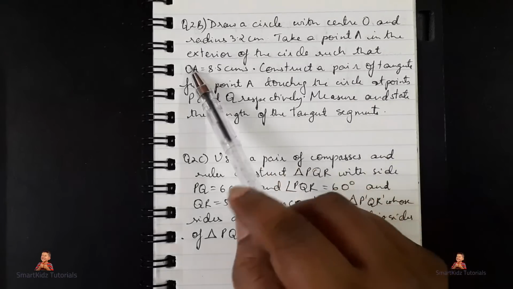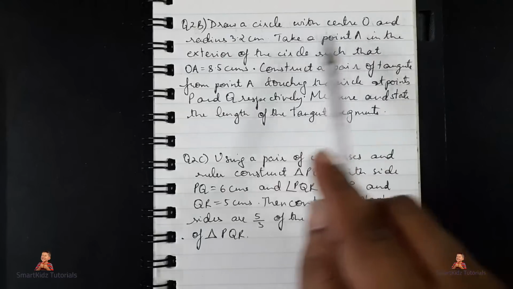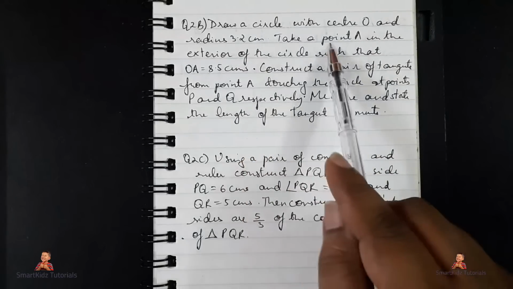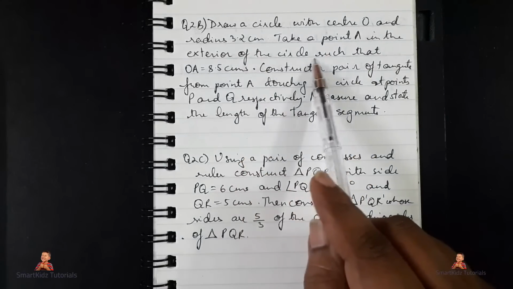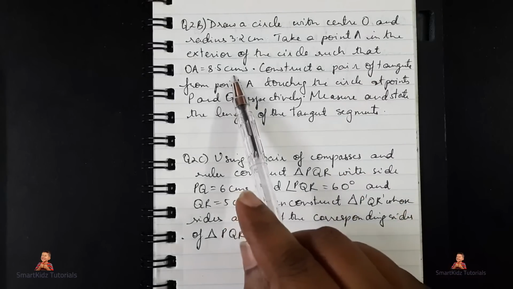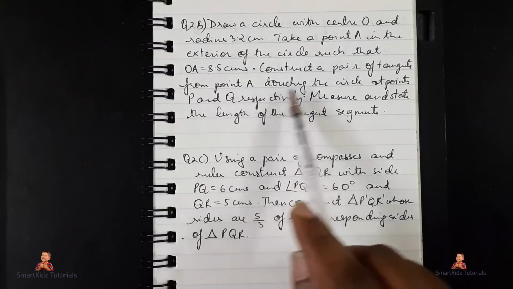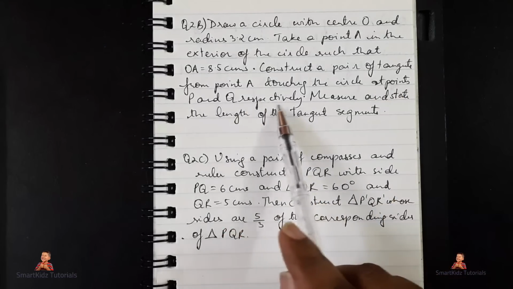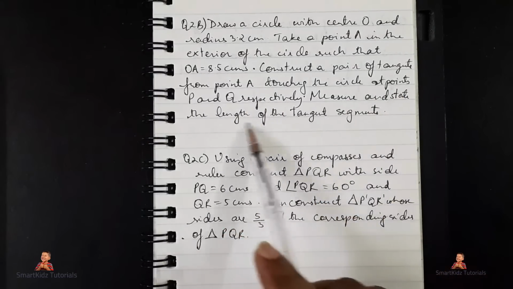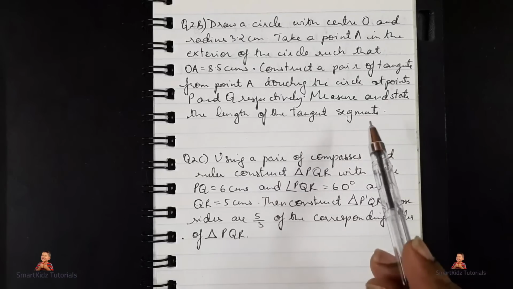So question 2b says draw a circle with center O and radius 3.2 centimeters. Take a point A in the exterior of the circle such that OA equals 8.5 centimeters. Construct a pair of tangents from point A touching the circle at points P and Q respectively. Measure and state the length of the tangent segments. So let's start constructing this one.